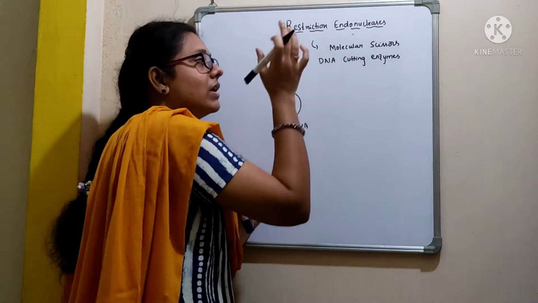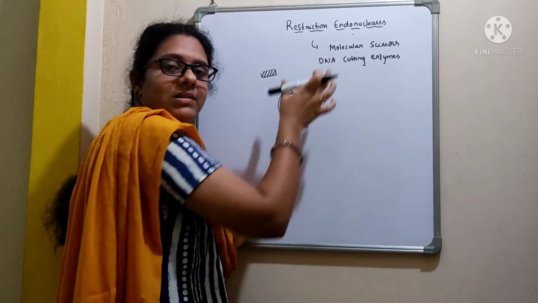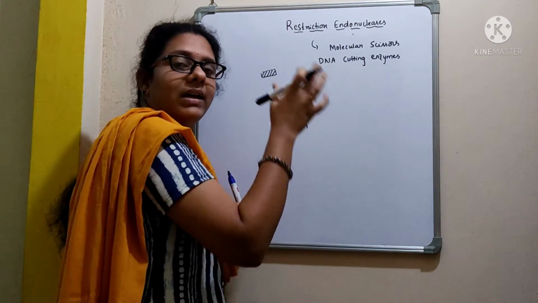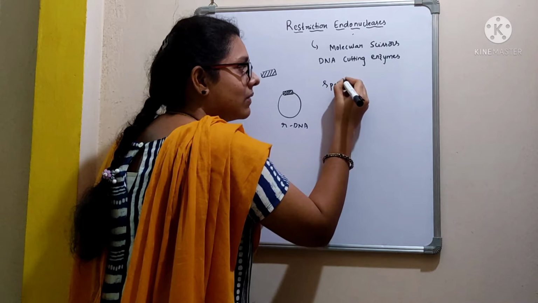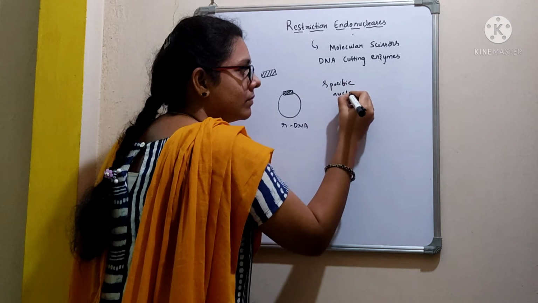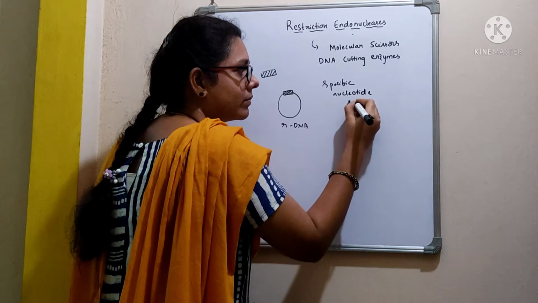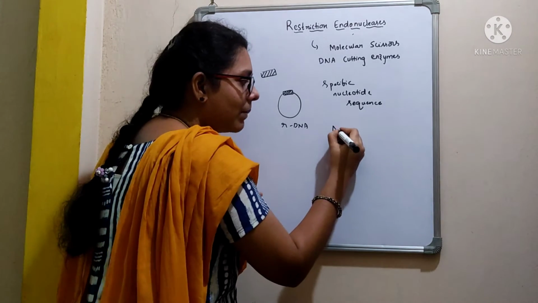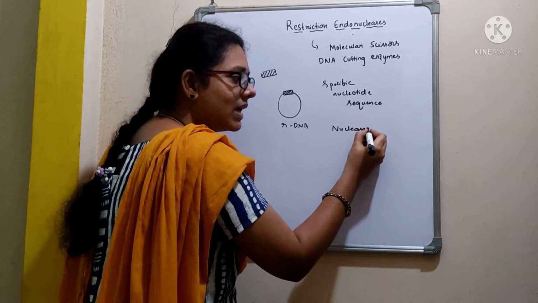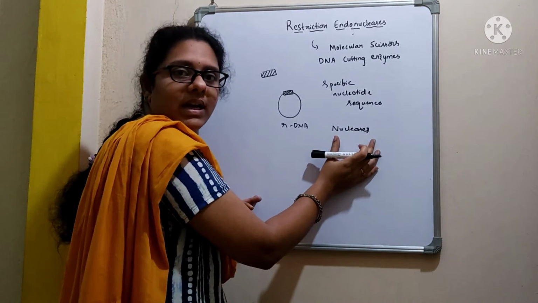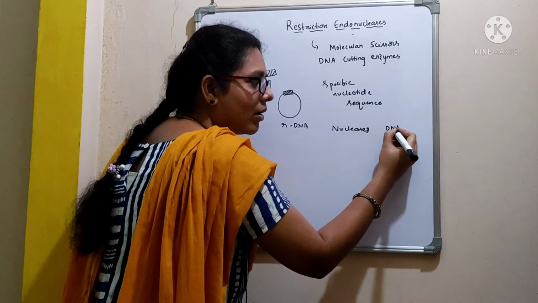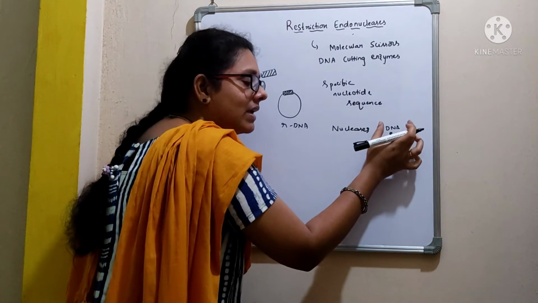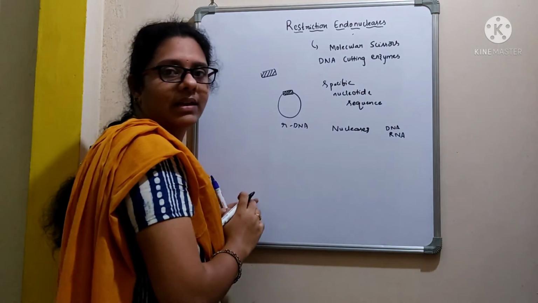Hope you are clear. So in order to define the restriction endonucleases, we can say that these are the enzymes which are going to cut the DNA at a specific nucleotide sequence. You all know very well about nucleases. These are the enzymes which can degrade the nucleic acids, whether it could be DNA or RNA, right? So RNases will specifically degrade RNA and DNases will specifically degrade DNA, right?